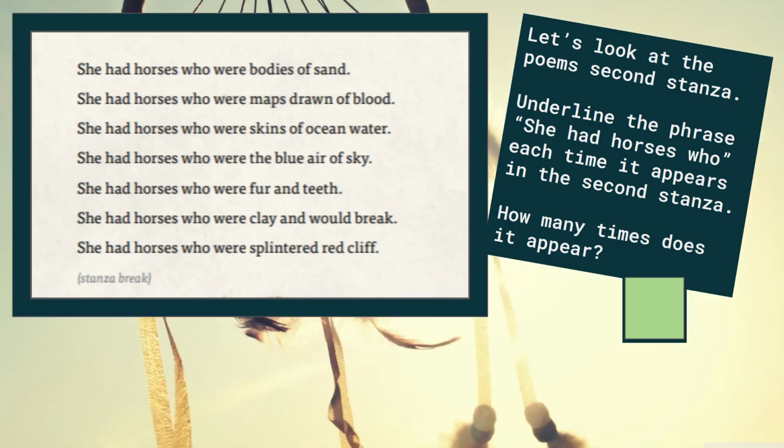I want you to take a look at the second stanza. It begins on page 84. Stanza 1 only has one line: She had some horses. But we're going to take a look at stanza 2. And I would like you to underline the phrase "she had horses who" each time that it appears in this station.